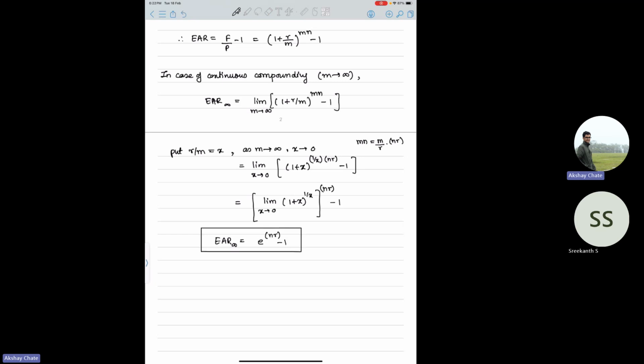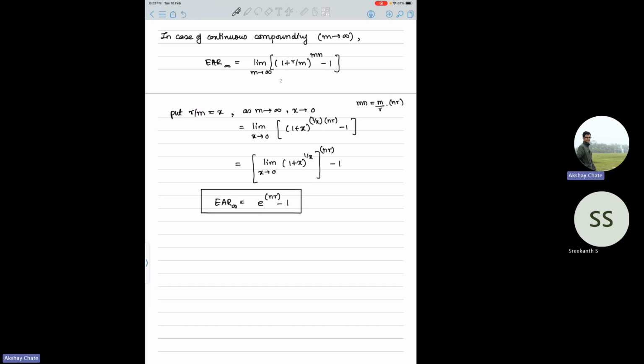Since this is a new case, that's why we are discussing it. I think you will have some problems in your assignment based on this. And one more thing they usually ask is what is the future value if you do continuous compounding for some time period. In that case, you should know that F is nothing but P into the limit as M tends to infinity of (1 + R/M)^(M·N).